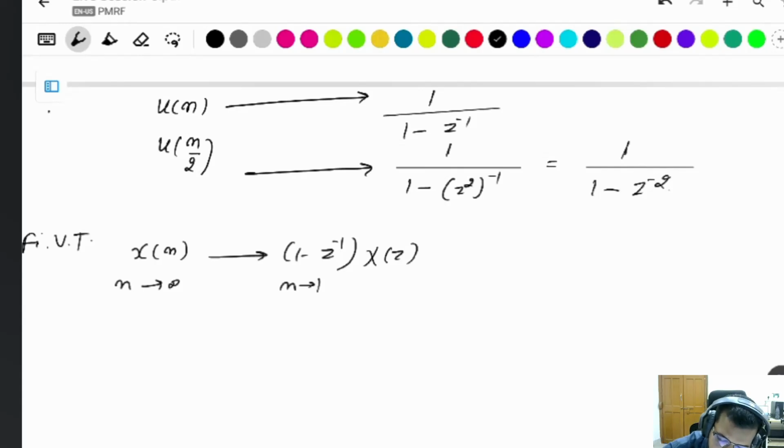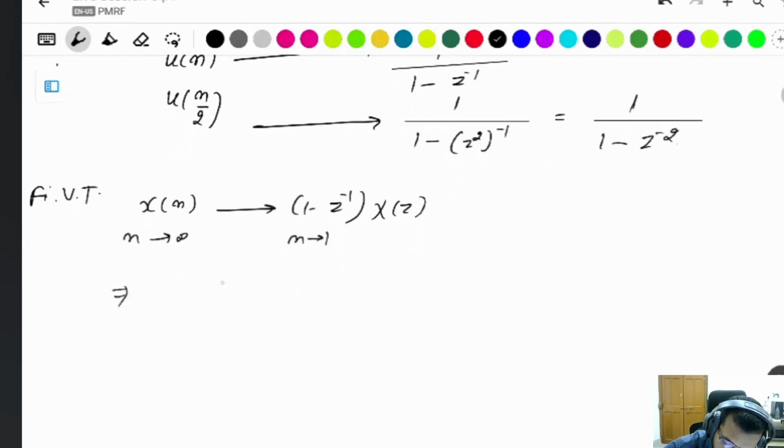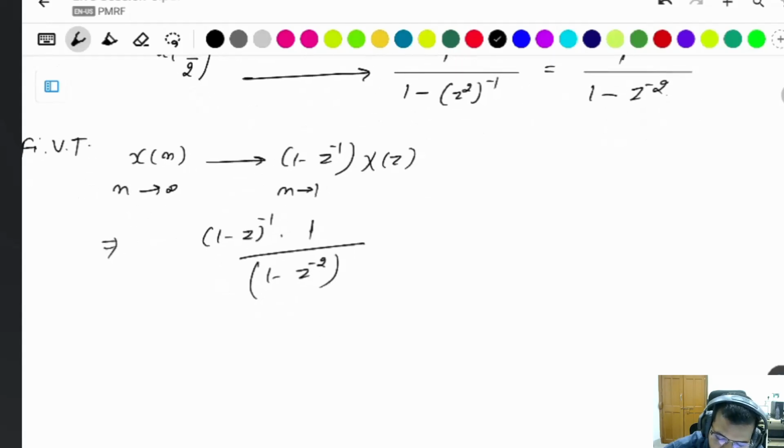Then in this function apply (1 minus z inverse) times 1 divided by (1 minus z to the power minus 2). Sorry, this is not n, this is z. If you put z equal to 1, then what happens? This will be 0 and this will be 0, so it is 0 by 0, not defined. Then you have to expand this one.